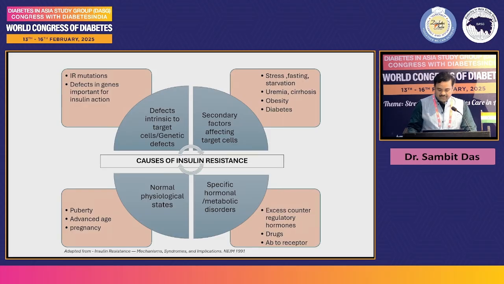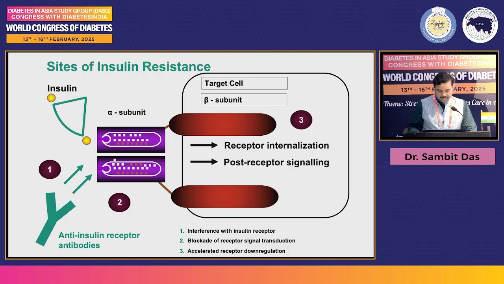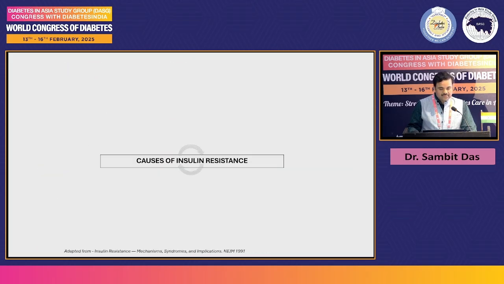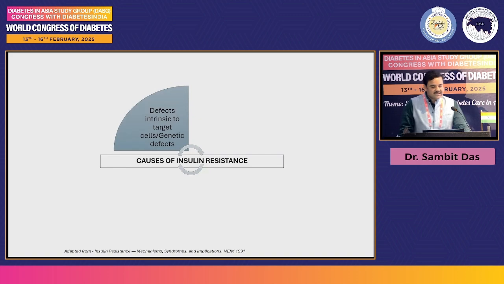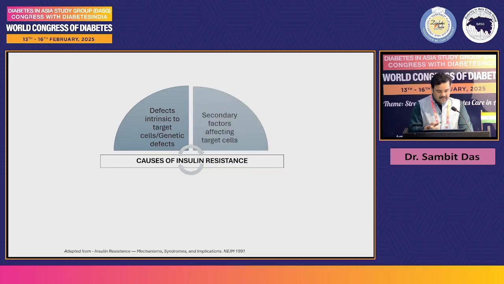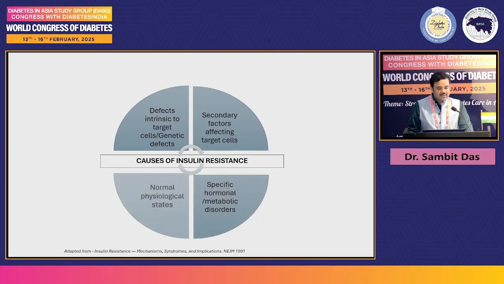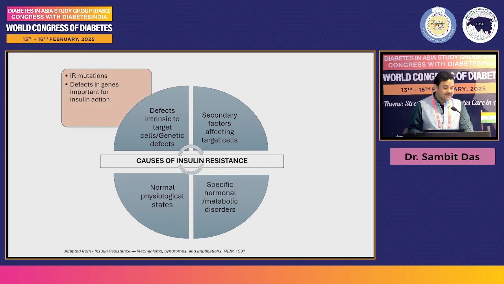Now, what are the causes of insulin resistance? We have defects intrinsic to the target cells, or genetic defects; secondary factors affecting the target cells; specific hormonal or metabolic disorders; and the fourth one is normal physiologic states. We must remember the causes so that we can address them and manage insulin resistance in a smart way. For example, the IR mutation, or insulin receptor mutation, is a defect in a gene important for insulin action.